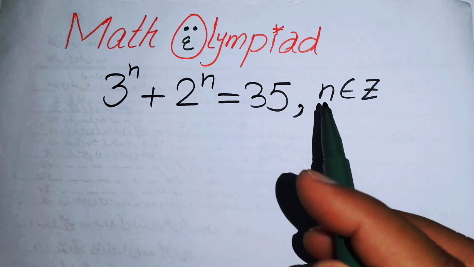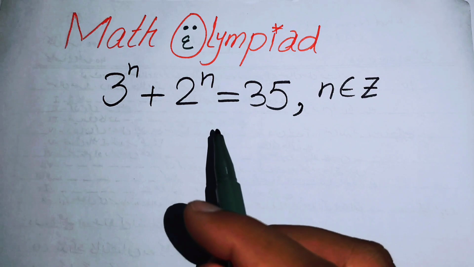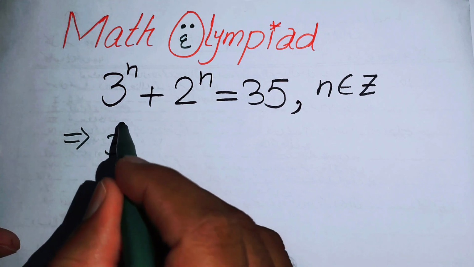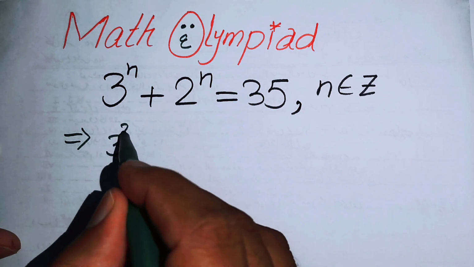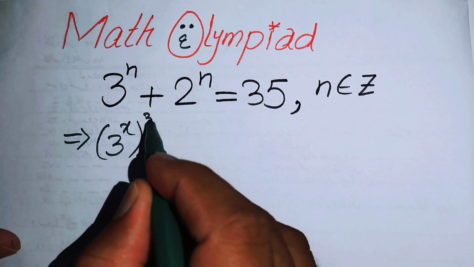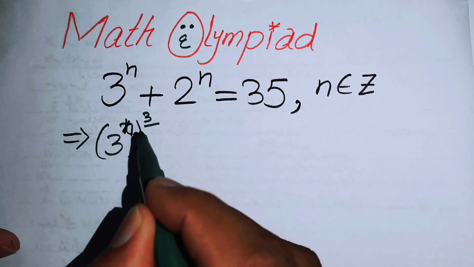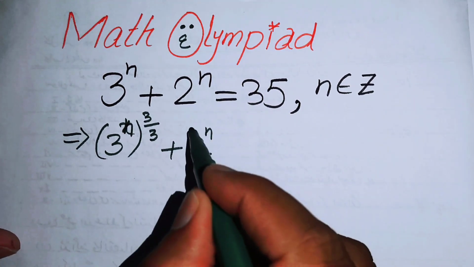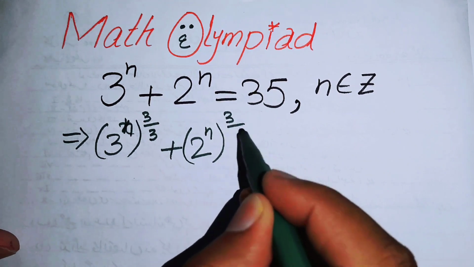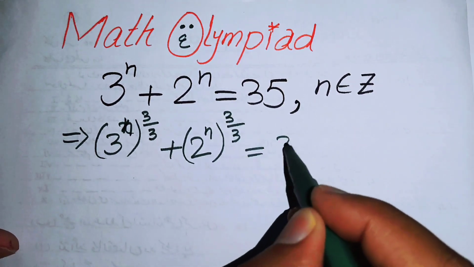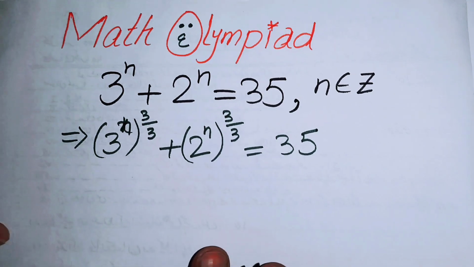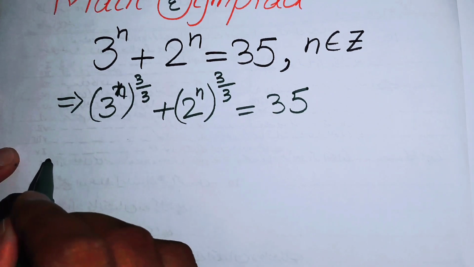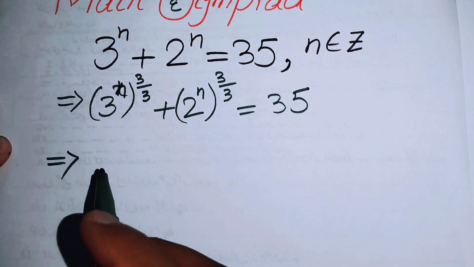So the very first thing we are going to do is rewrite this equation. In the first step I can multiply the exponent by 3 and divide by 3. So I can write it in the form of 3 to the power of n and its whole power 3 over 3, plus similarly 2 to the power of n and its whole power 3 over 3, is equal to 35.